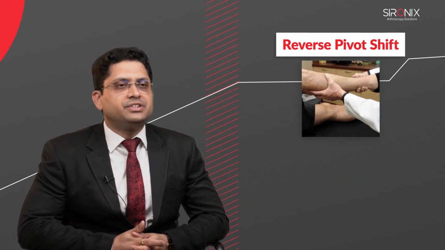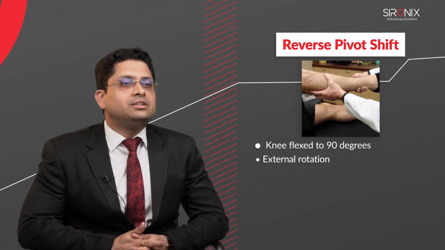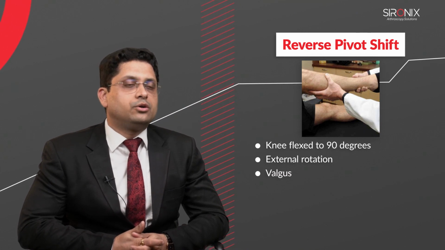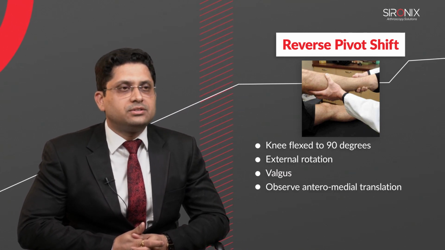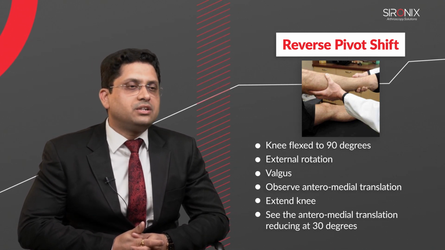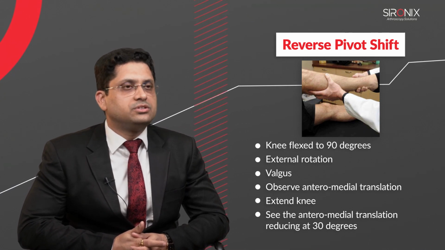From the dial test we move on to the reverse pivot shift. In the reverse pivot shift, everything is reverse. The knee is flexed to 90 degrees, the external rotation is done, then you give a valgus force, and you observe an anterolateral translation. Then you slowly extend the knee and see the translation reducing at 30 degrees because the IT band suddenly reduces the knee joint.